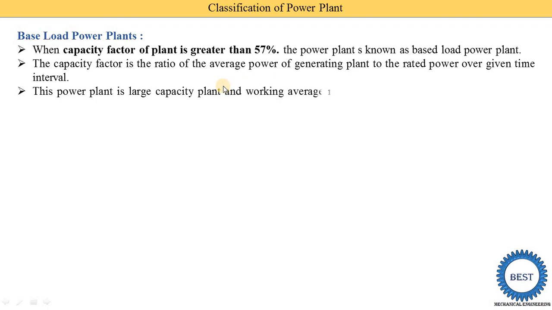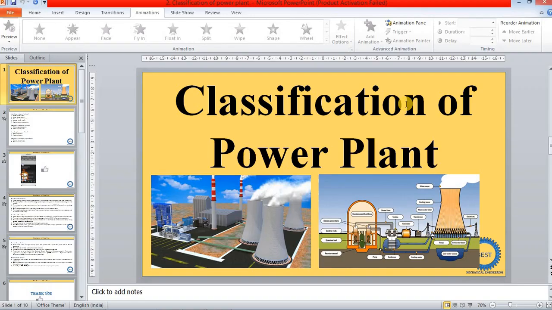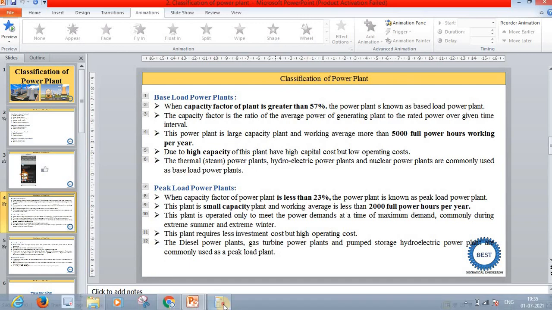This power plant is a large capacity plant, and it works an average of more than 5000 full power hours per year. This means that if the power plant runs more than 5000 hours in a year, then it is called a base load power plant. Suppose we calculate it on a calculator.